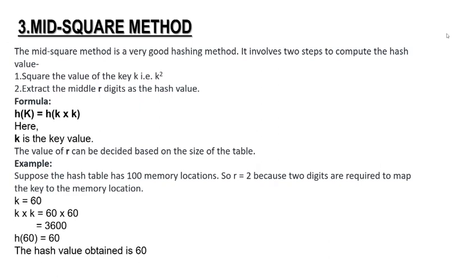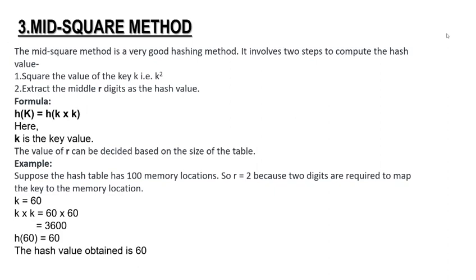The mid square method is a very good hashing method because it is very simple to know what the index value is for storing the hash item, either value or item or anything. We can store it in that hash table. First of all, we have to square the value of k, that is k square, and next extract the middle r digits as the hash value.